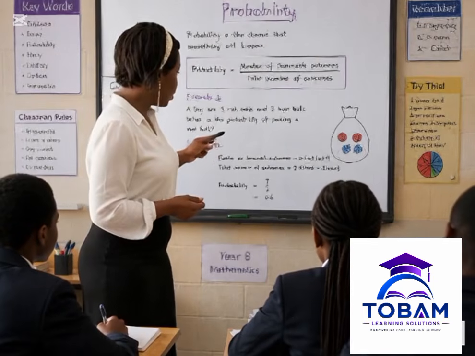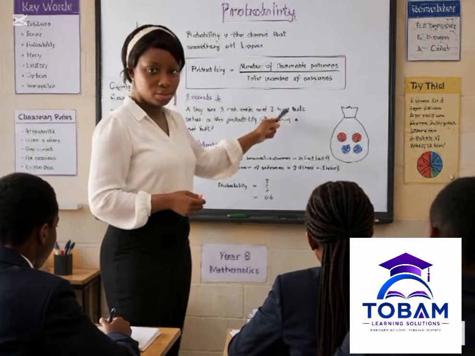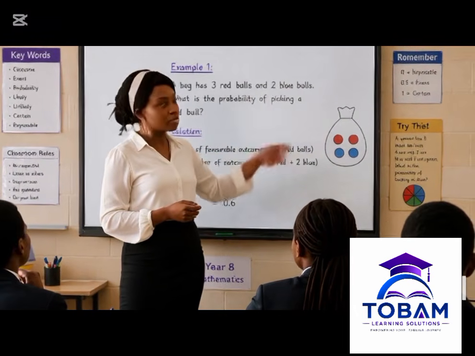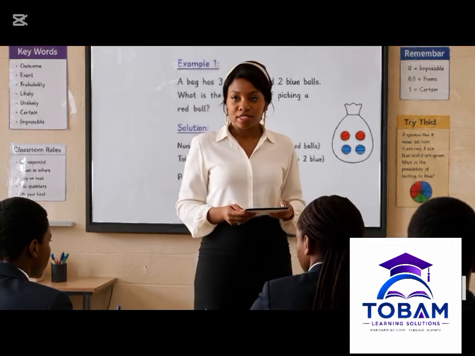Solution. Number of favorable outcomes equals 3. Total number of outcomes equals 5, 3 red plus 2 blue. Probability equals 3/5, which is 0.6.